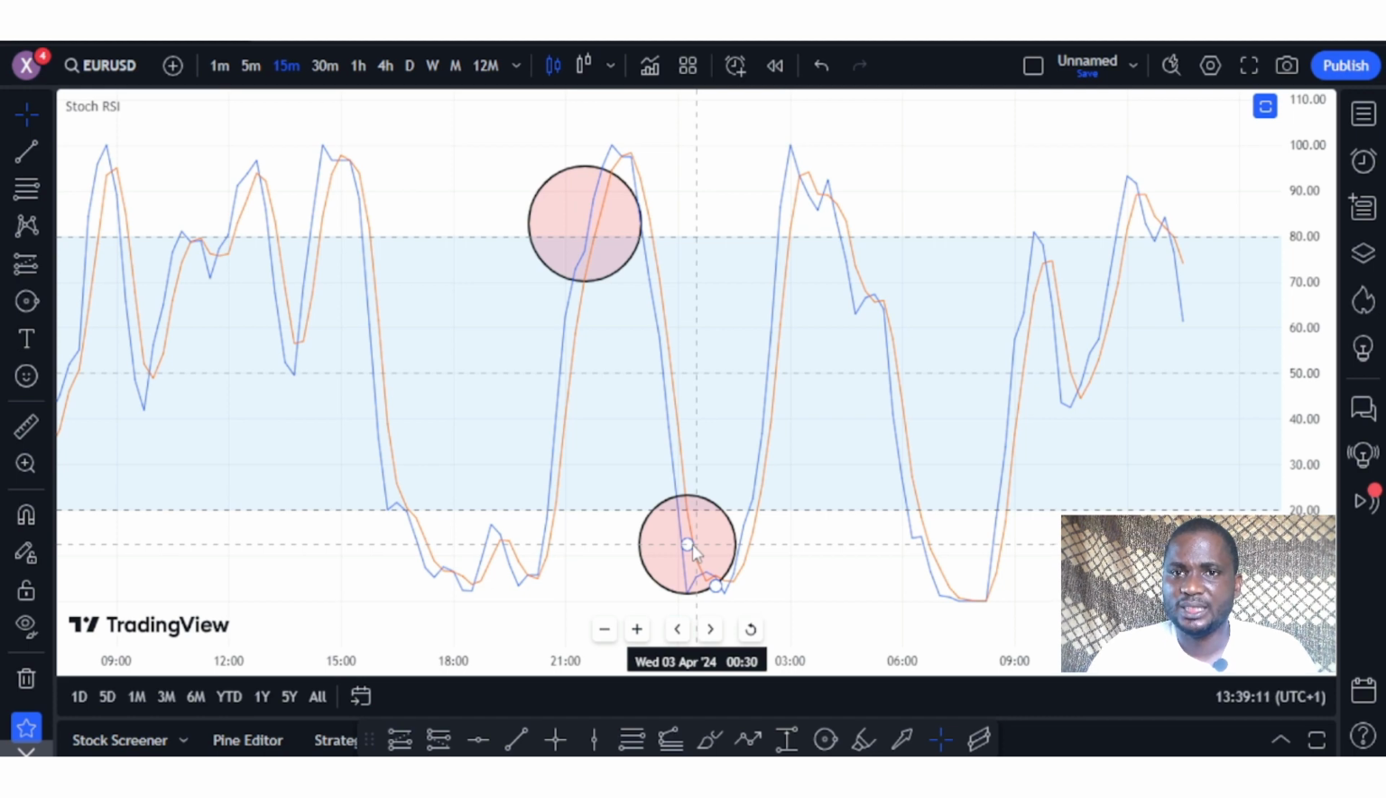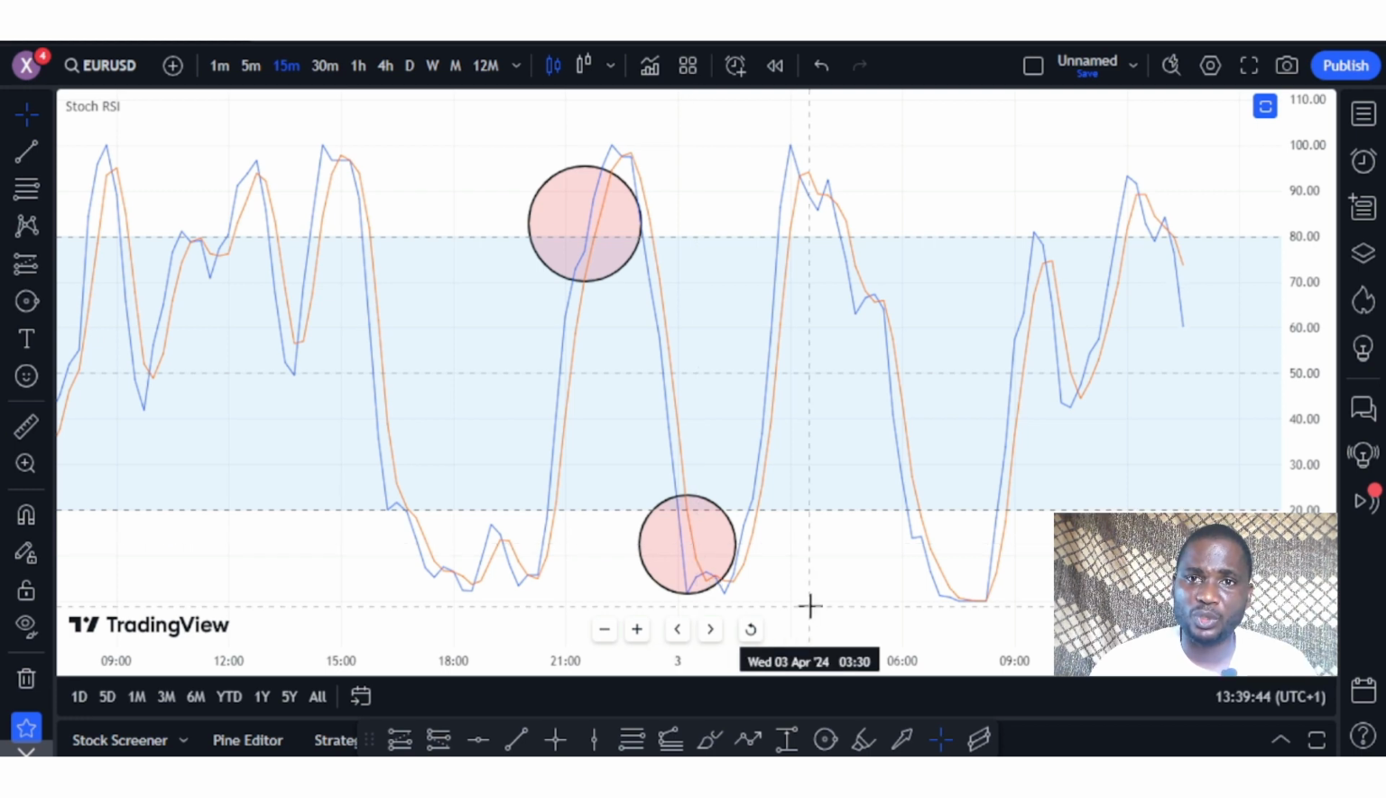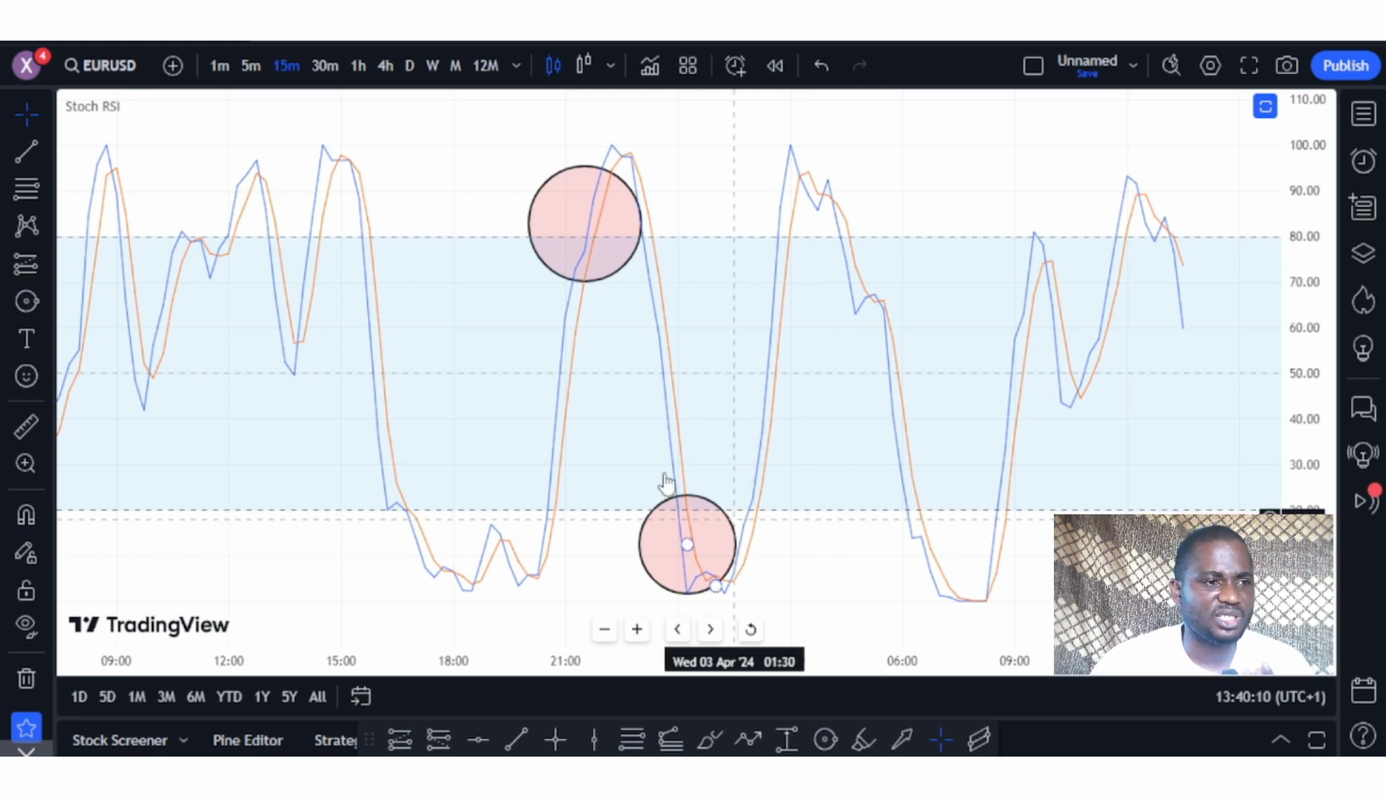Why? Because the bearish momentum that has been pushing the market in a downward direction will begin to lose its strength. And at that moment that the sellers could no longer push the market in a downward position, there will be a reversal.